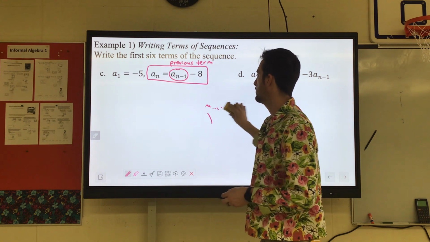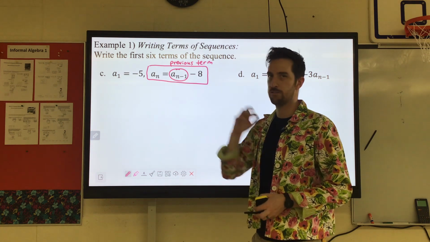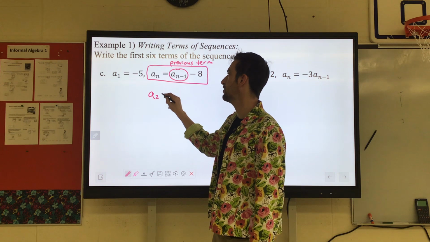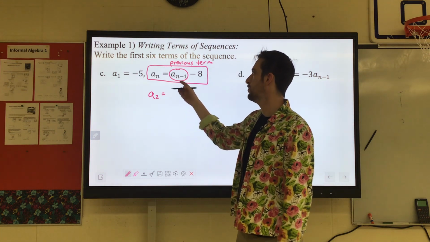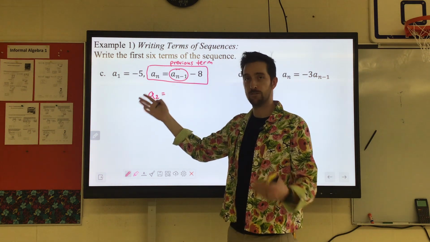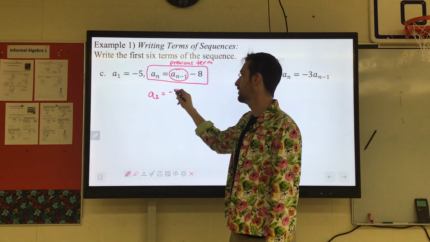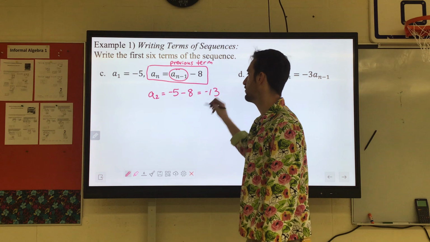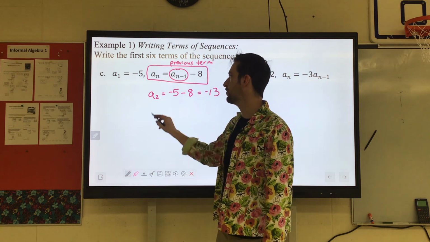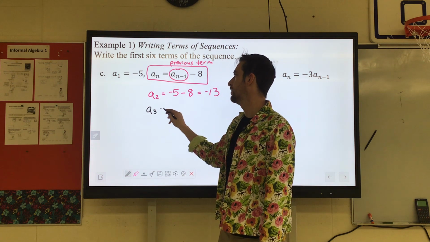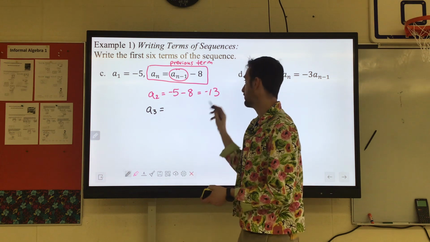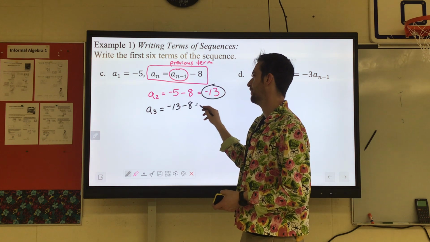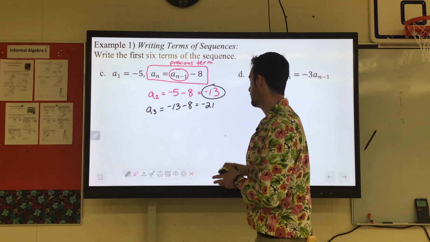So the a sub n minus 1 means your term right before that. So if we're figuring out what the second term is in this sequence, we would do our previous term, the first term, -5, and we're just going to subtract 8. So that would give us -13. So now if we're finding the third term, we do the previous term, -13, minus 8. That would give us -21.